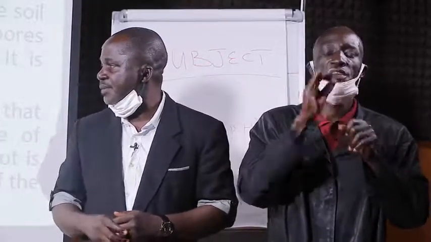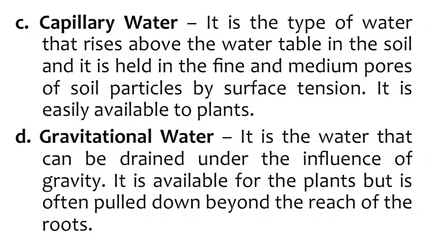Then D, there's what we call gravitational water. It's the 4th type of soil water. And it is the water that can be drained under the influence of gravity. It is available for the plant, but is often pulled down beyond the reach of the roots of the plant.